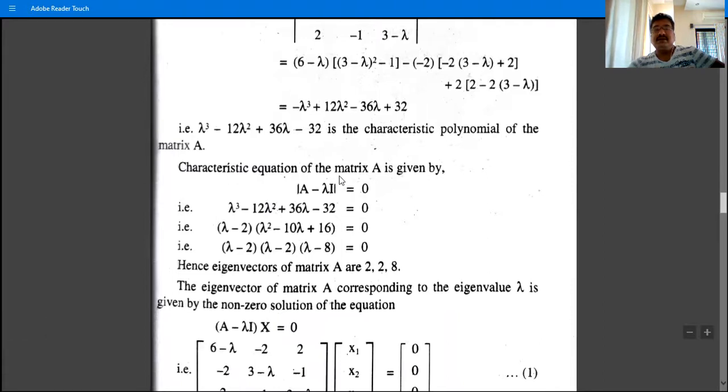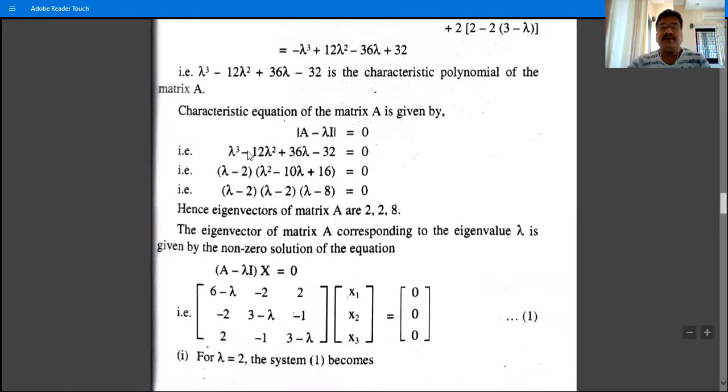And the characteristic equation is what? Determinant A minus lambda I is equal to 0, or determinant lambda I minus A is equal to 0. One and the same. So this is equal to 0. Lambda cube minus 12 lambda square plus 36 lambda minus 32 is equal to 0. Actually, determinant of lambda I minus A is this, but if we change the sign throughout, then we have this equation, because it is equal to 0 now. So this is the characteristic equation.